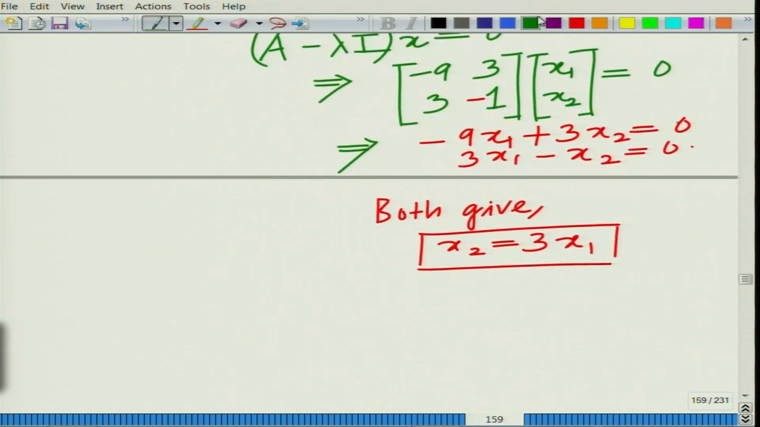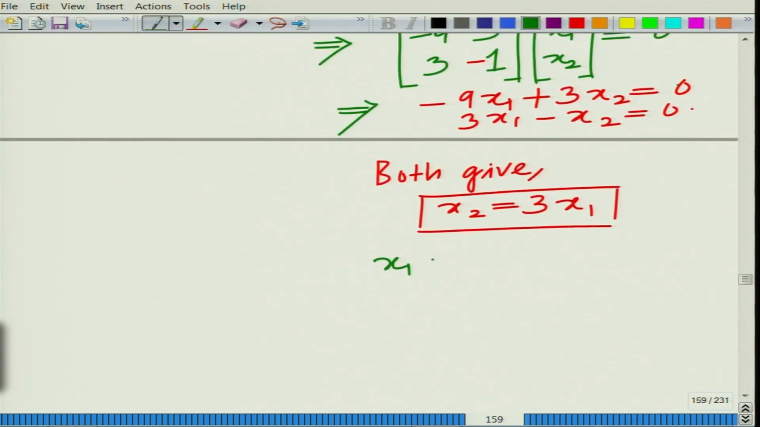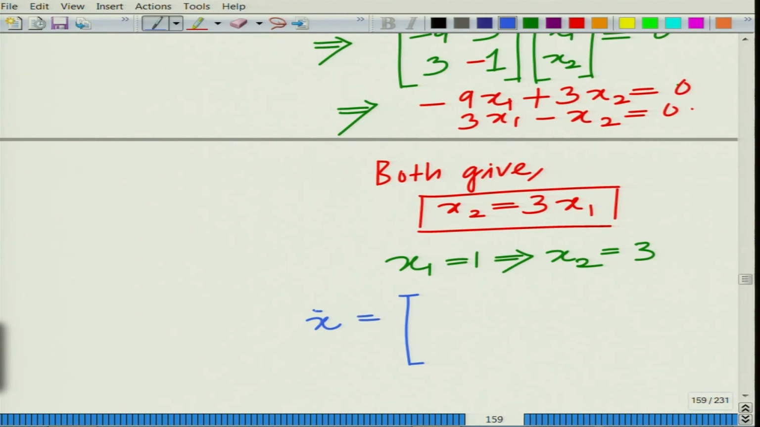So if you set x1 equal to 1, this implies x2 equal to 3. So you have a free parameter, that is x1, and that naturally is the case because the eigenvector is invariant on scaling, right. You can scale the eigenvector by any constant and it will still remain an eigenvector, and that is exactly reflected here, where you can see there is a free parameter. You can choose x1, x2 gets determined automatically. So the eigenvector x bar equal to, with x1 equal to 1.